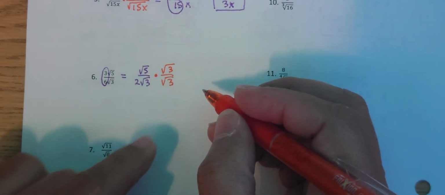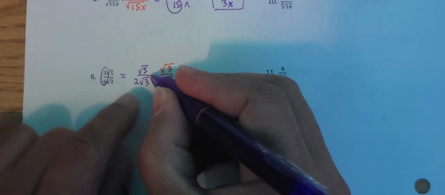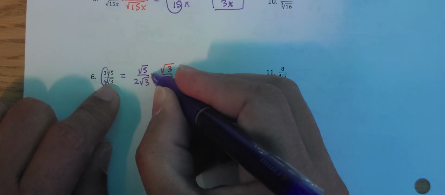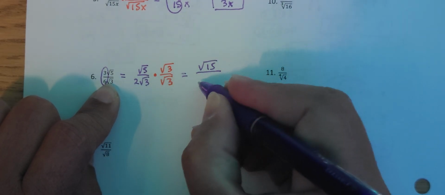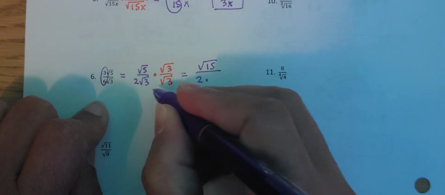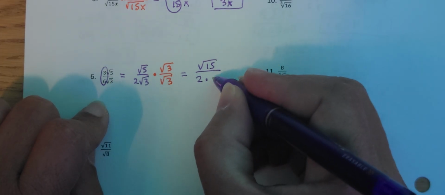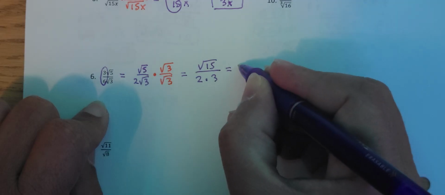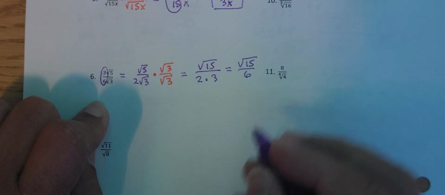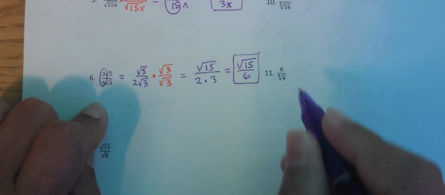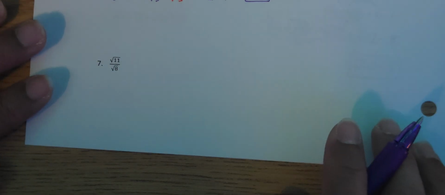So then this is part 2. So let's see. When you multiply this, this is the square root of 15, right? Because 5 times 3 is 15. So square root of 15 over 2 times square root of 3 times square root of 3. That's just 3. So 2 times 3. So this simplifies to the square root of 15 over 6. And this cannot be simplified any further. That's our final answer. All right.